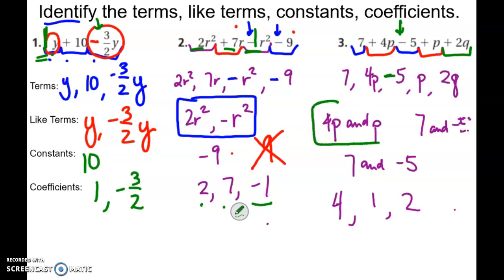I have the set of p's, those go together. And then I have my constants. Those are also like terms. I know this is hard to read over there, but 7 and -5 are like terms. Constants, 7 and -5 are your 2 constants.